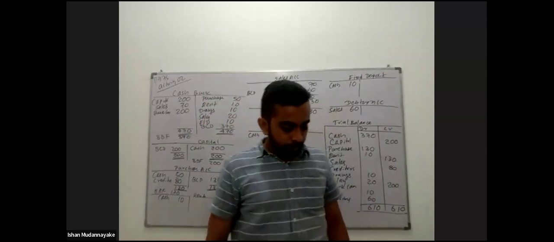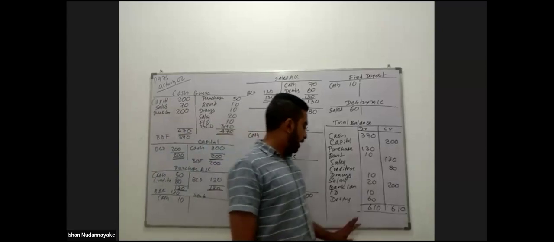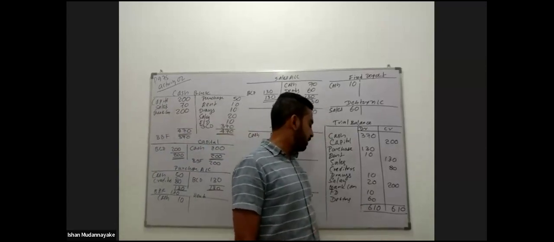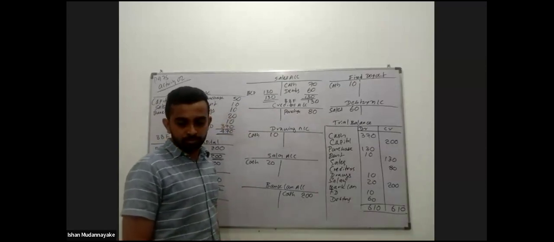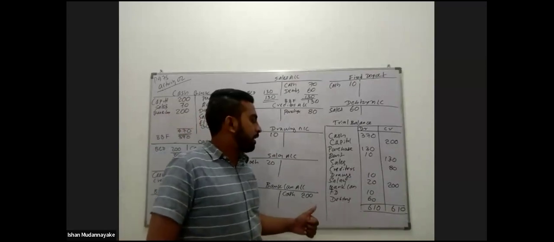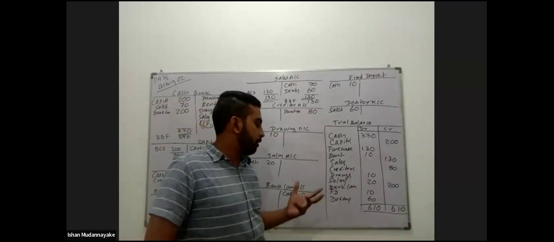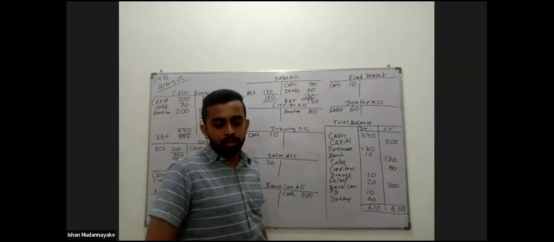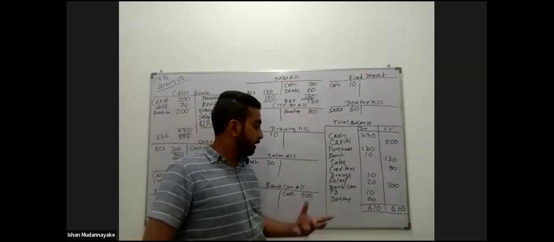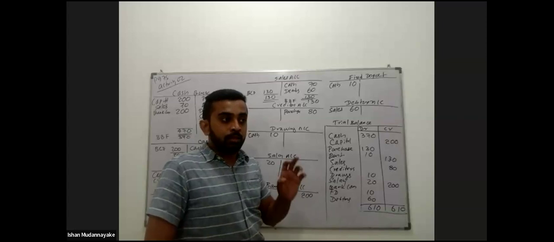And then, if the trial balance is equal, it confirms two things. If trial balance is equal, it expresses two things regarding ledger accounts. What are they?